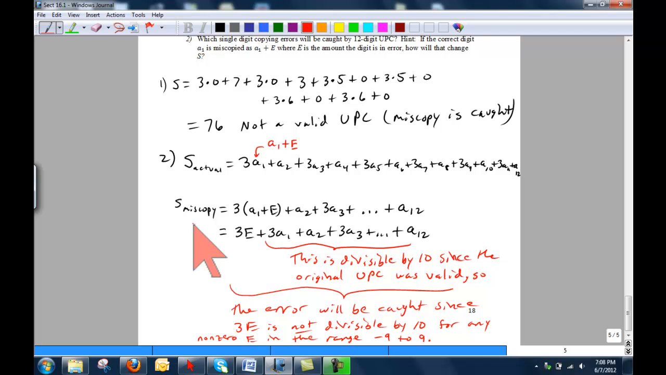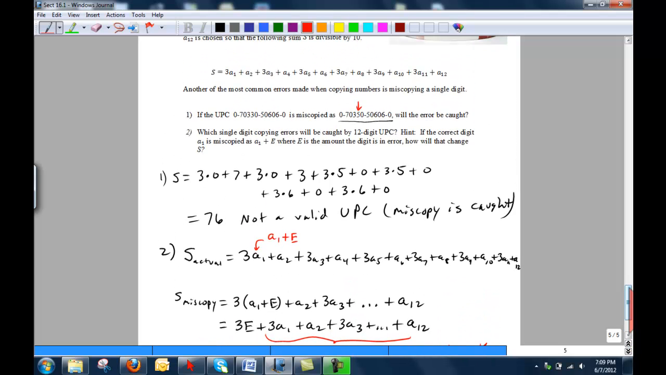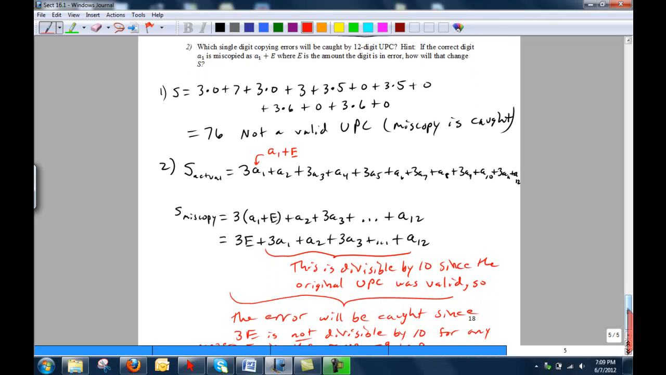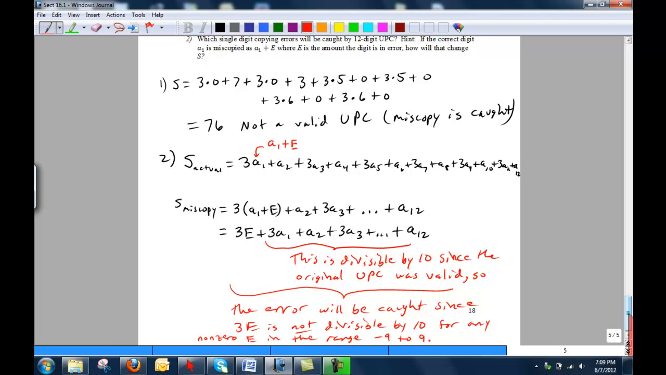What we've discovered is that UPC catches all single digit copy errors. If I make a mistake in one digit, that error is going to be caught. That's a good thing, and that's why the coefficients were chosen this way. It wasn't just A1 plus A2 plus A3. It's 3, 1, 3, 1, 3, 1. Part of the reason for that is so that we're able to catch these single digit errors. And that's the job of an identification number scheme. Part of the job is to catch errors.